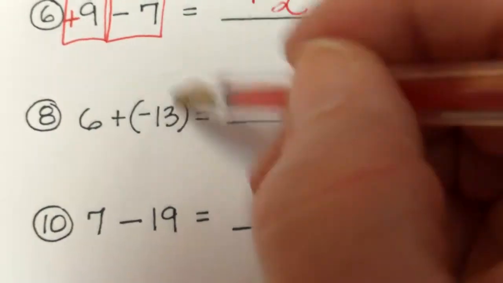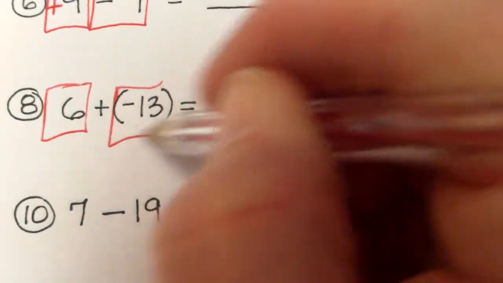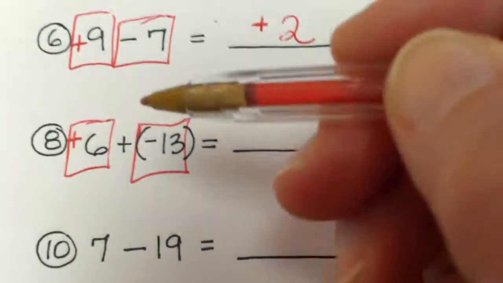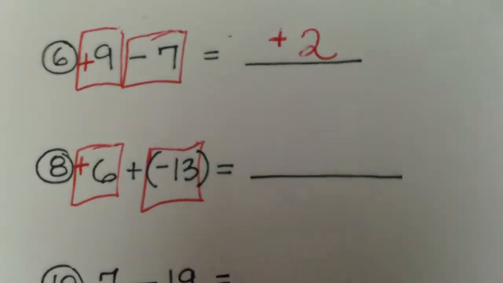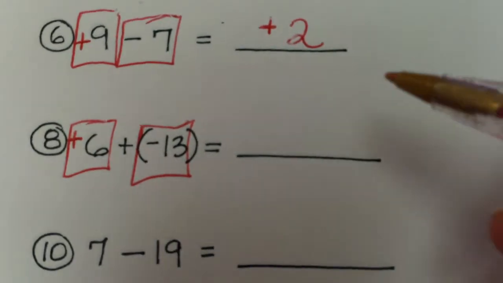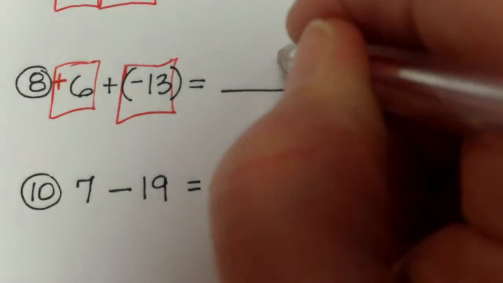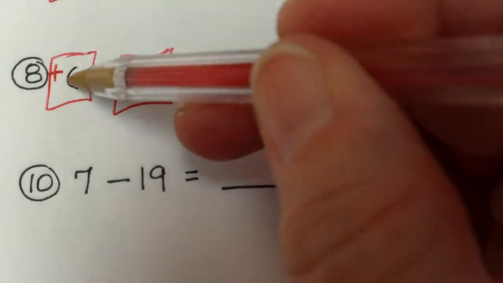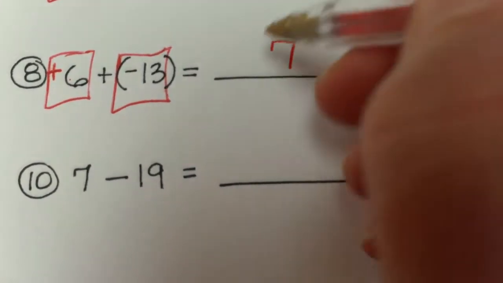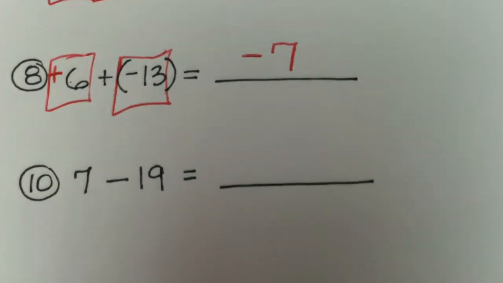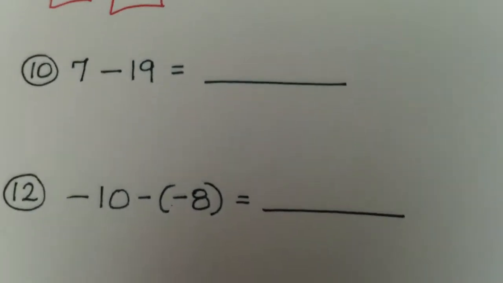Next problem, no double negatives. So we box each number with the sign directly in front of it. This one doesn't have a sign, so it is understood that it is positive. So now we have a positive 6 and a negative 13, which has opposite signs. 13 minus 6 is 7. Looking for the larger digit, 13 is the larger digit, which has a negative sign. Therefore, our answer is negative.